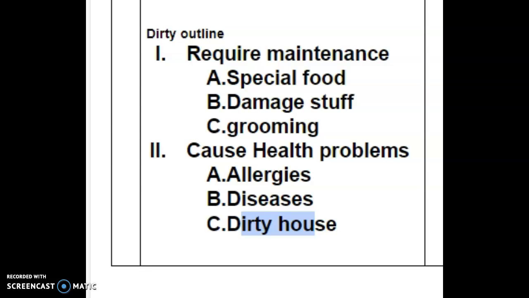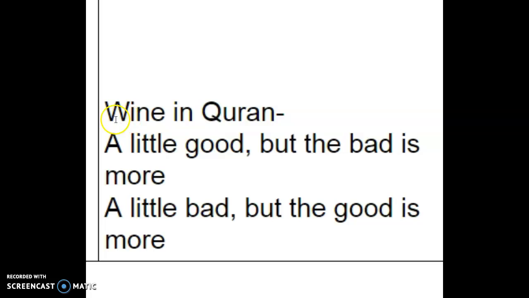All right, so let's look at the third body paragraph. With the third body paragraph, I like to tell students to think about wine in the Quran. The reason why I bring this up is because in the Quran, it talks about wine, and it says that, yes, there is a little good in wine, but the bad outweighs the good. The bad is more than the good, and this is why it's unlawful. So I like that example because either way, if you're arguing against the topic or you're arguing for a topic, this is pretty much what you're doing in that third body paragraph.